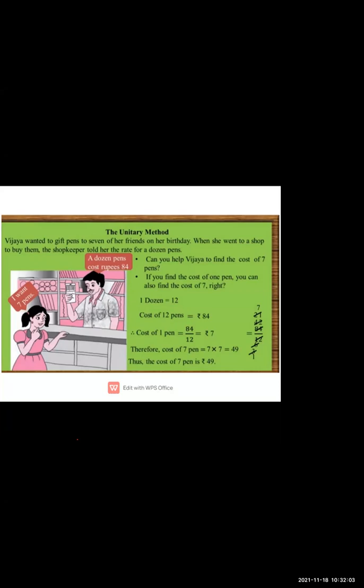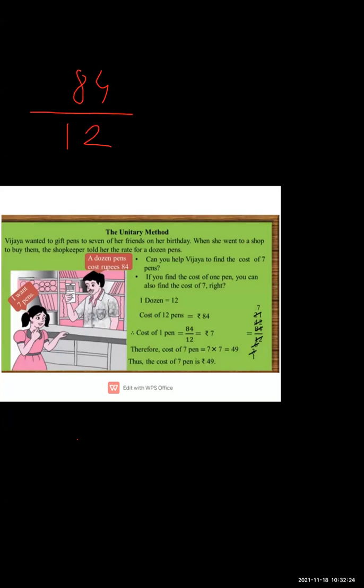Why 84? 84 because of the total cost. Okay, total cost of 12 pens is 84. That's why we have written 84. And why 12? Because he has given the price of the dozen pens, that is of 12. Okay, now we will divide it.